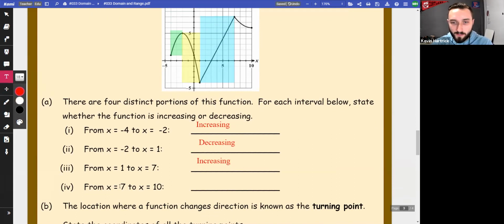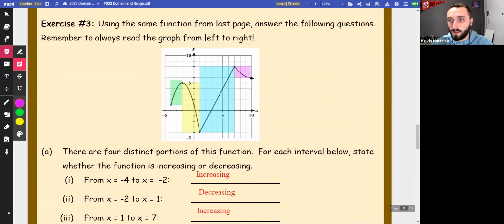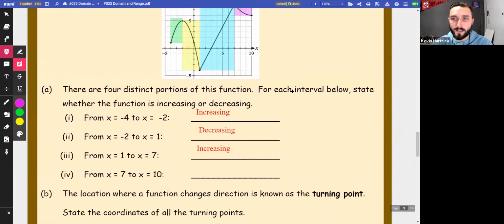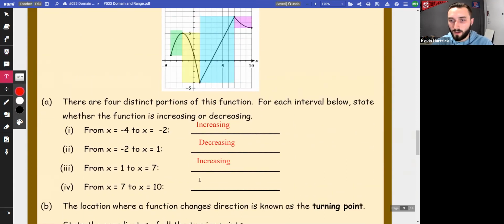All right, and then the last portion they're looking at, x equals 7 to x equals 10. Okay, so that would be 7 to 10. So that's this little portion right here. And again, we're having another roller coaster drop. So that would be a decreasing portion of the graph.